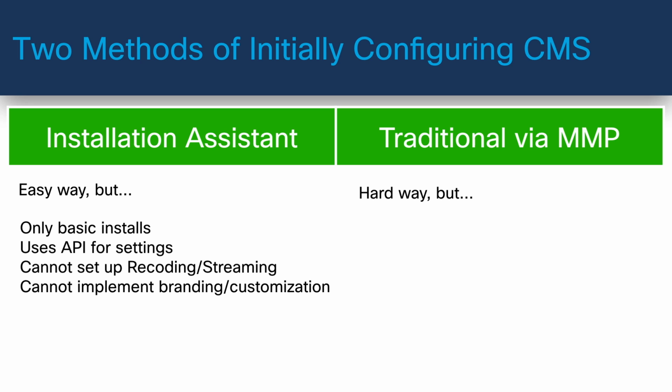Okay, because with the installation assistant, you have to keep in mind that it's only for very basic installs. If you ever plan to configure more than the call bridge and the web bridge, then you don't want to use the installation assistant. And also, once the installation assistant has set up CMS, it uses the API to configure many of the settings. So the web interface can't be used to change those settings later on. They'd have to be changed through the API. The installation assistant also cannot be used to set up the recording and streaming service if you wanted to use that. Nor could it be used to implement any branding or customization options if you wanted to use those as well. Okay, so depending on your situation and your plans and how you want to set everything up, you might have some very good reasons for choosing the hard way.